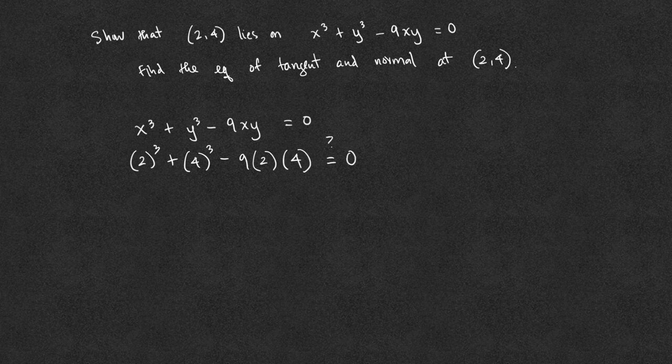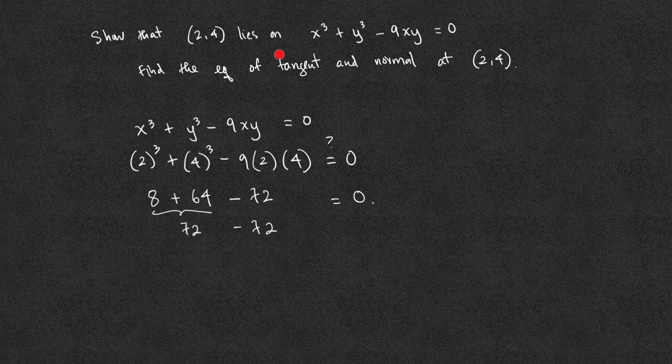2 cubed is 8. 4 times 4 times 4 is 64. 2 times 4 is 8. 9 times 8 is 72. And so this is 8 plus 64 minus 72, which is 72 minus 72, so indeed it is 0. So yes, we conclude that the point lies on the curve.